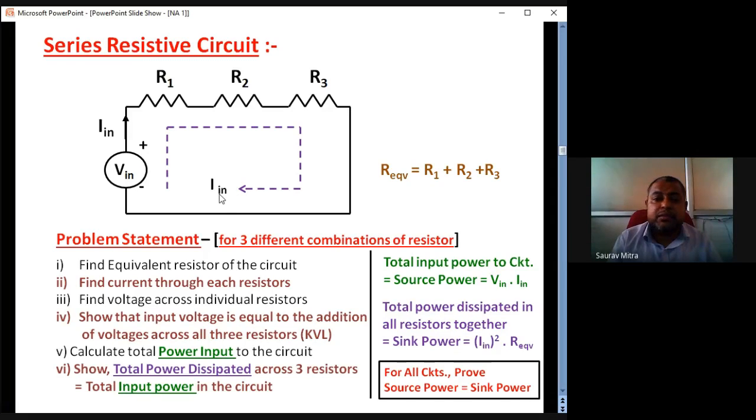So finally what you have to prove for every circuit is that Vin into In is equal to In square into R1 plus R2 plus R3. So all the six problem statements I have defined for this very simple circuit, and all these calculations you have to do for three sets of resistors and three different values of input voltage. And there is a concept of practical resistance value and theoretical resistance value. So you have to do the same thing for theoretical resistance as well as practical resistance.